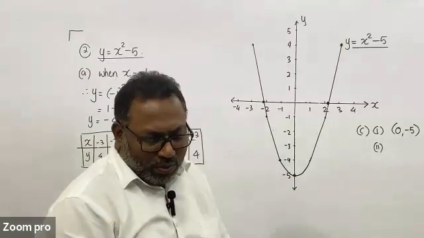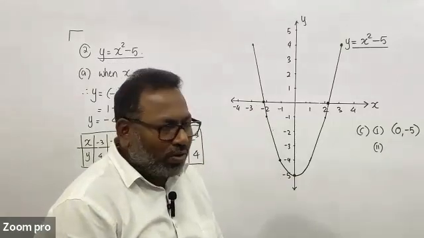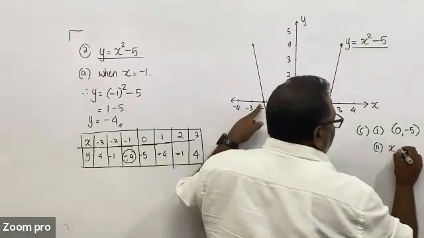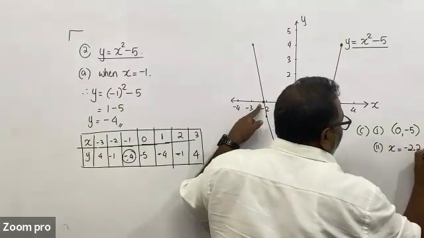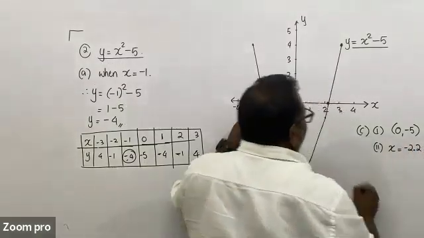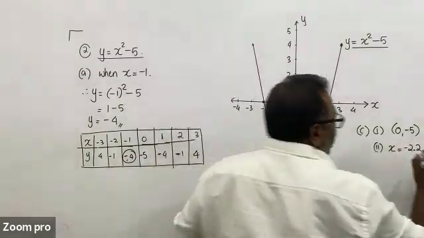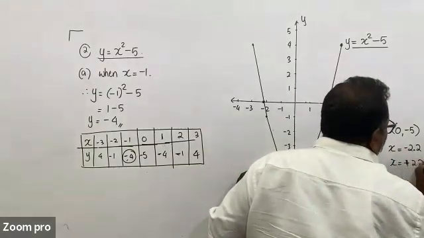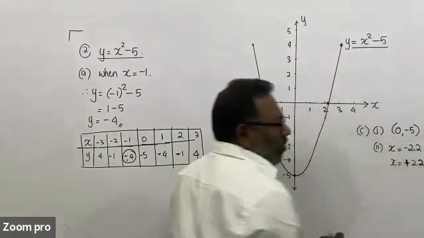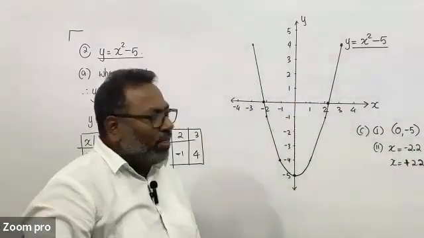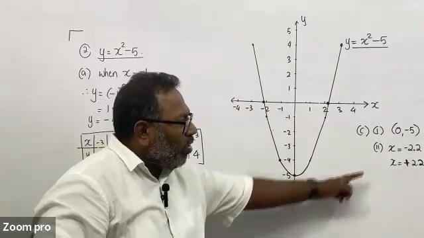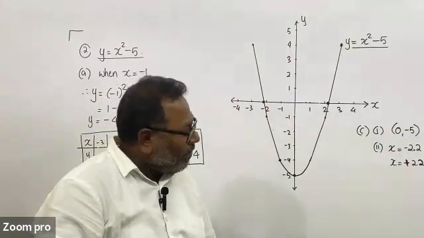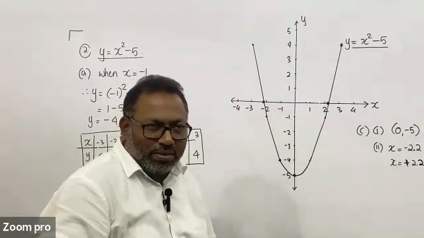So they're asking, find the roots of x squared minus 5 is equal to 0. What are the roots? x is equal to minus 2.2 or x is equal to plus 2.2. You got it? x is equal to minus 2.2 or x is equal to plus 2.2. All right, that is your second question.